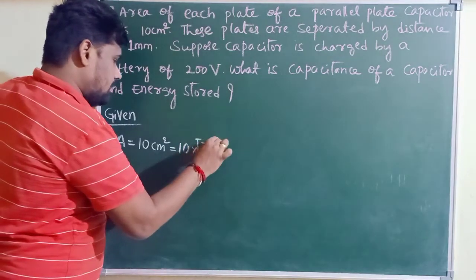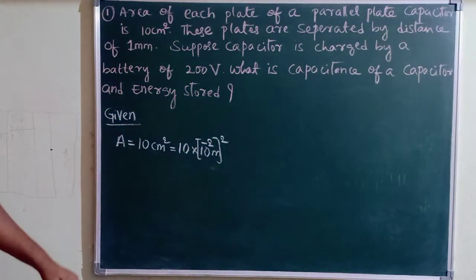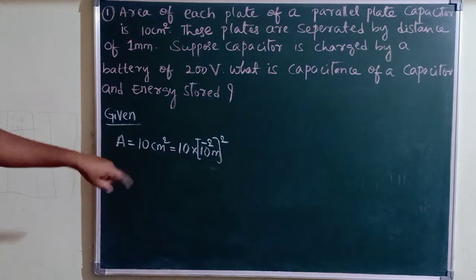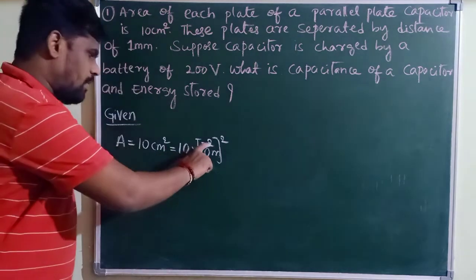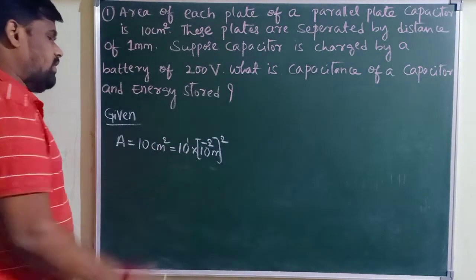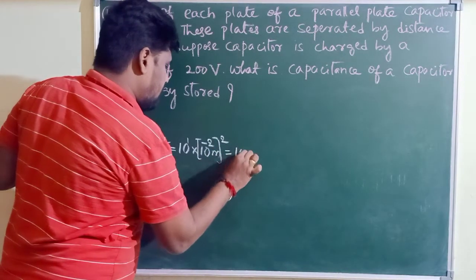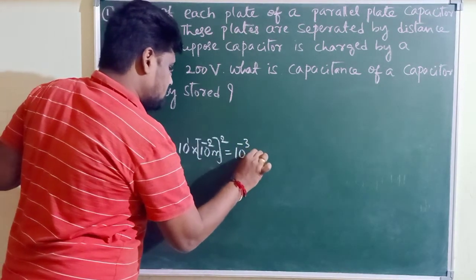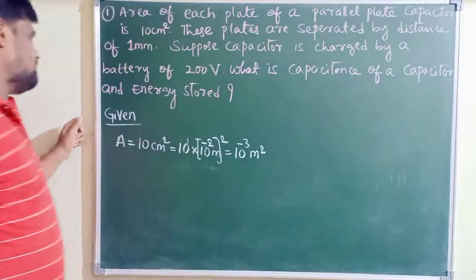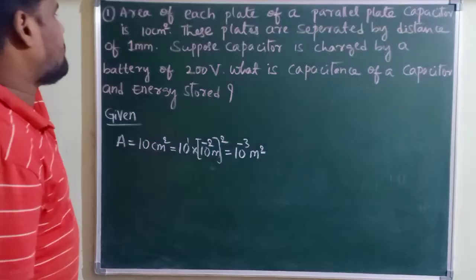Its square will be 10 to the power minus 2 whole square. So 10 to the power minus 2, its square is 10 to the power minus 4. Already we have 10 power 1 here. In total, the area of the plate will be 10 power minus 3 meter square. This is the area of each plate of a parallel plate capacitor.